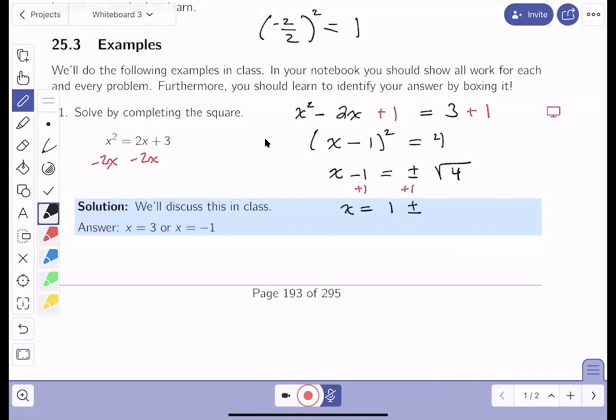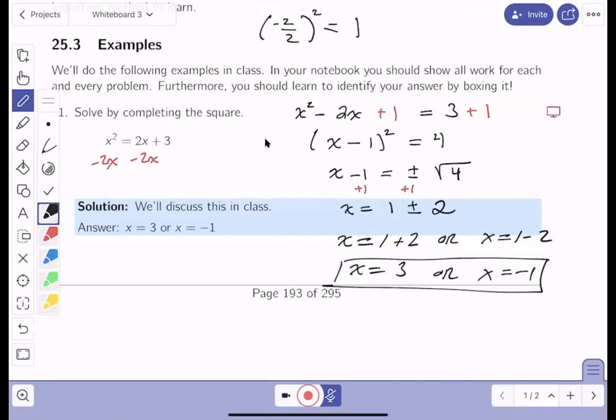1 plus or minus, well, what's the square root of 4? 2. Now again, if you can do the arithmetic, please do the arithmetic. It's 1 plus 2, or it's 1 minus 2. And what does that give you? x is 3, or x is minus 1.